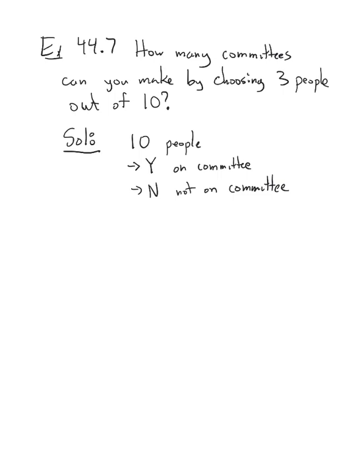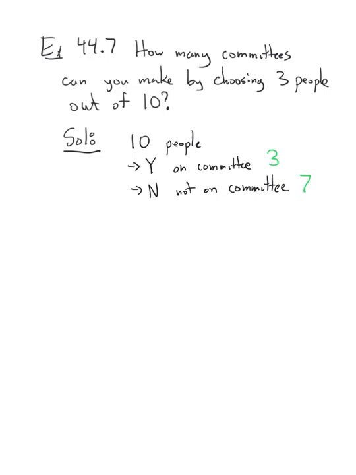So how many people can be on the committee? Well, 3 people can be on the committee, which means 7 people are not on the committee. Let's make sure that I got every state that a person can be in. Well, I have 3 plus 7 is 10, so it looks good. It looks like I've accounted for everybody.